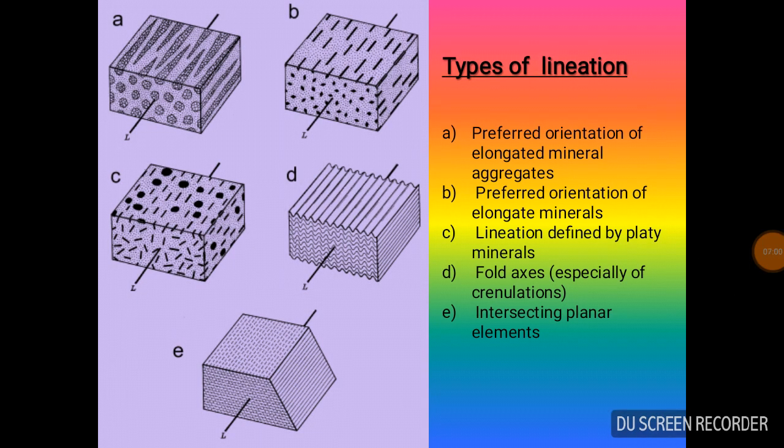There are 5 different types of lineations present in the diagrams. The first one is preferred orientation of elongated mineral aggregates. Then the second one is preferred orientation of elongated minerals. As you can see, there is no mineral aggregate present. So the remaining 3 are also present. You can see them in the figure.